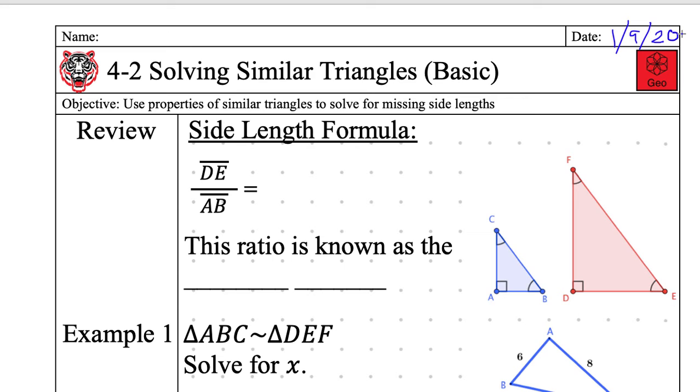Objective. Who wants to read it? Julian. Use properties of similar triangles to solve for missing side lengths. Thank you. Yeah, if you could pass your card around, Eder will eventually get it into my inbox. Thank you. Yeah, so we're solving for missing side lengths.